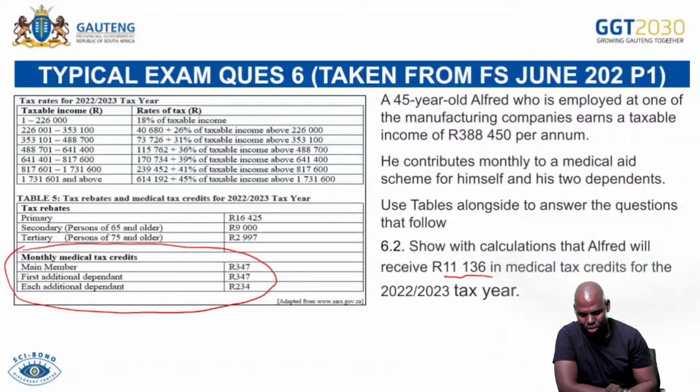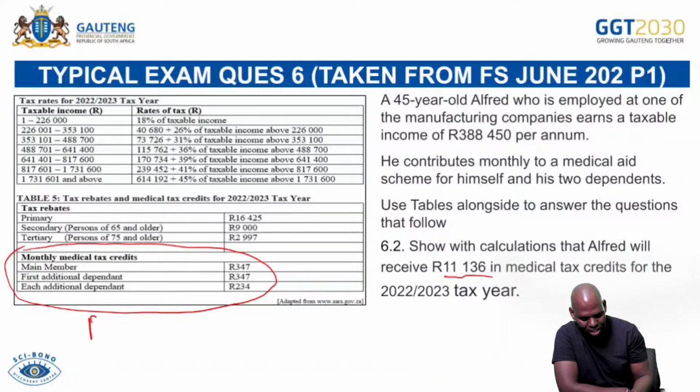Medical tax credits. For this one we have to show if Alfred will receive 11,136 rand for the whole year. Now how do we calculate it? How many people are on this medical aid? There are 3 of them because it's himself and 2 dependents.